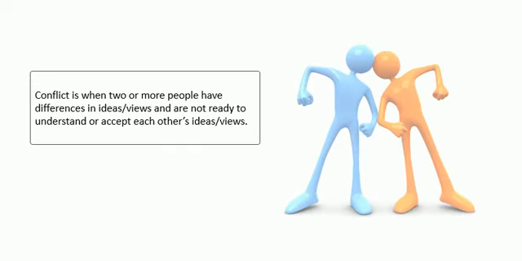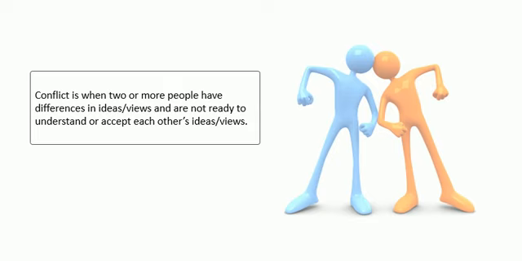So if I formally define conflict, it is basically the differences in ideas, perspectives, and views, and those people who are not able to understand or accept each other's ideas and views. So conflict can occur anytime. It can occur in your organization, it can occur at your home, it can occur in public.